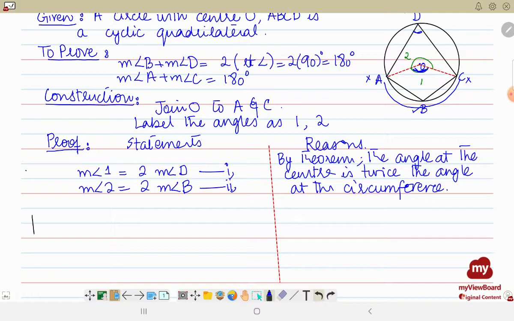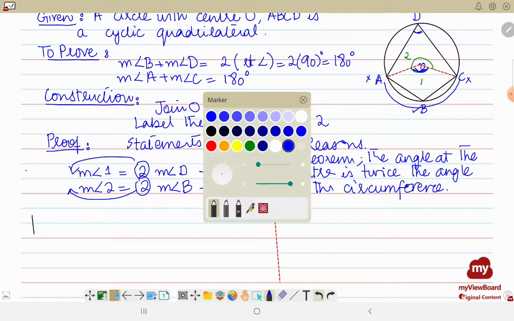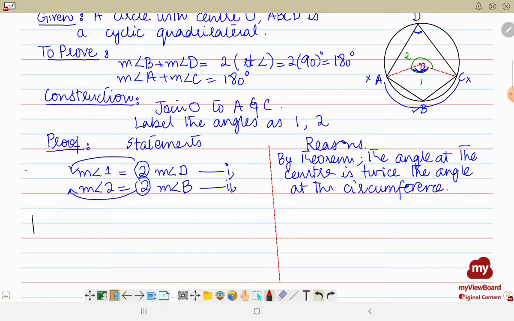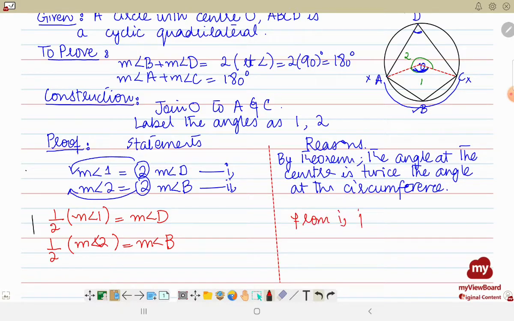From equation 1 we can take this 2 to the other side, and from equation 2 also we can take this 2 to the other side. Let's change up the colors. So from 1, if we move 2 to the other side, it will become 1 by 2 of measure angle 1, and that is equal to measure angle D. And similarly from equation 2, if we take 2 to the other side, it will become half of measure angle 2, that is equal to measure angle B. Okay, we'll write down the reason as from 1 and 2.